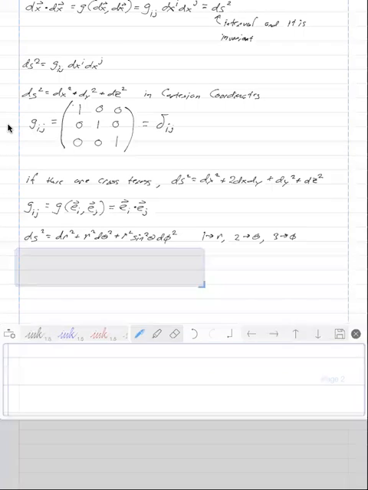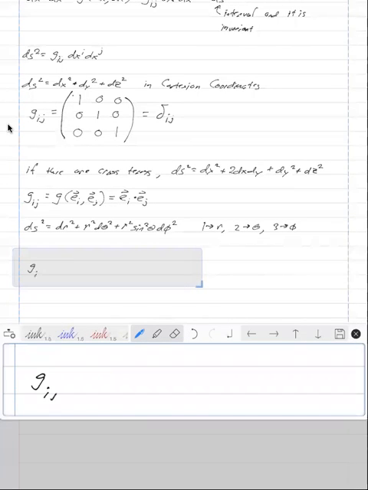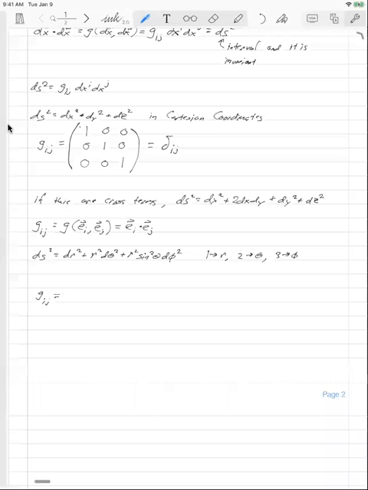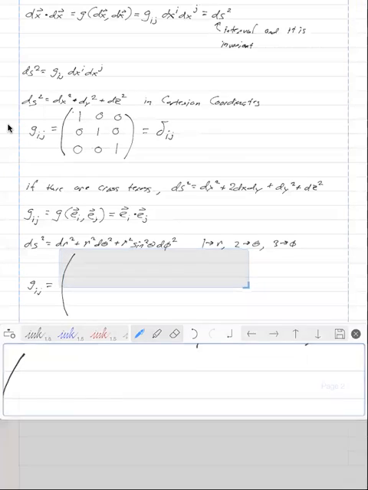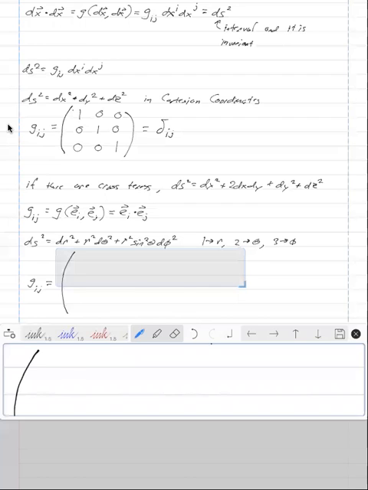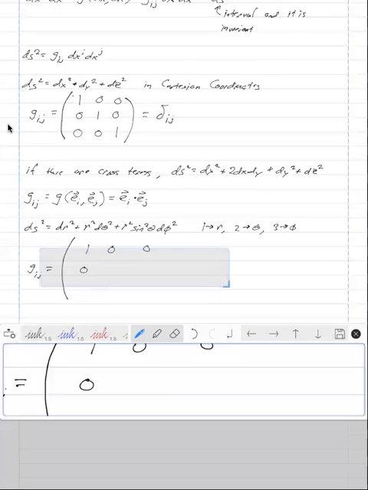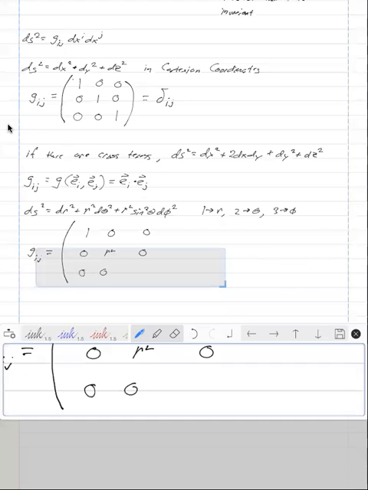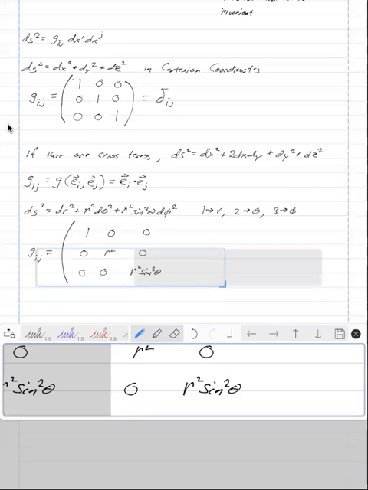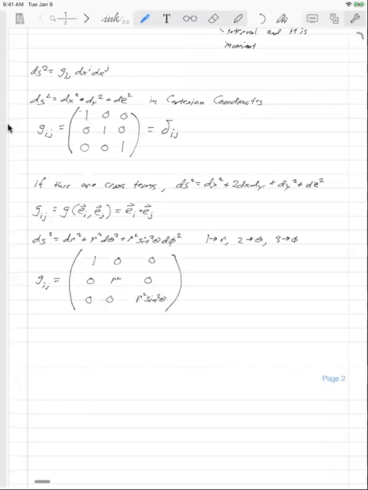All right, and just by inspection, I see that the metric is: the coefficient in front of dr squared is 1, and then there are no off-diagonal terms, and then 0. And then the coefficient in front of d theta squared is r squared, and no off-diagonal terms, and then 0, 0. And then the coefficient in front of the last one is r squared sine squared theta. So that is the metric for spherical coordinates.